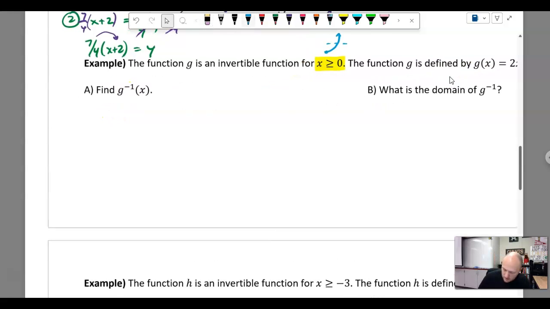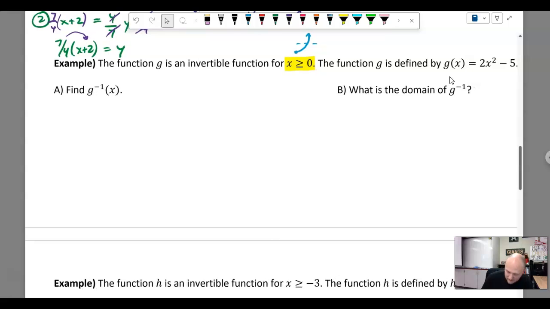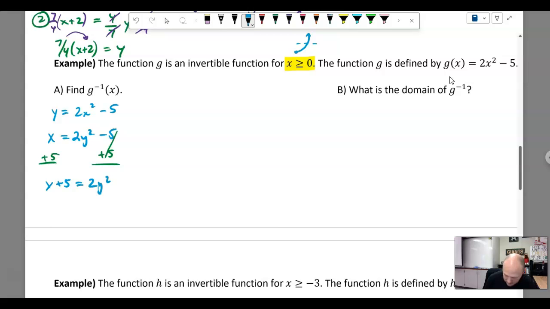Okay, so if my function is defined as y is equal to 2x squared minus 5, I'm going to switch x and y. So x is now 2y squared minus 5. I have to solve for y to get the inverse function. So I'm going to add 5 to both sides. The 5's will cancel here, and we get x plus 5 is equal to 2y squared. Now I want to get y by itself, so we divide both sides by 2. Watch out here.